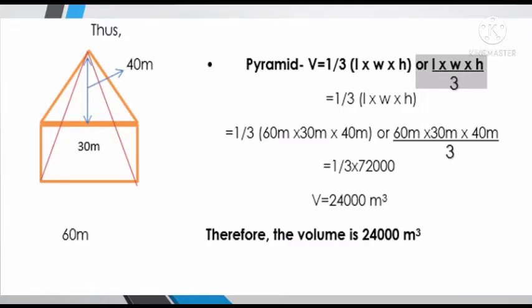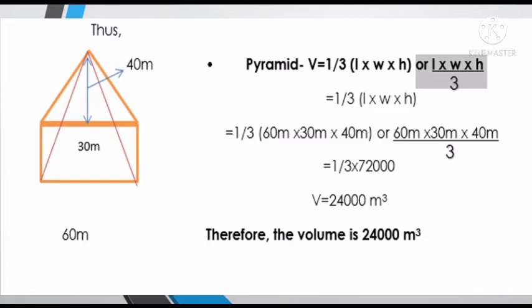So now let us practice finding the volumes. I have here a figure, and let us identify the length, the width, and the height. From this figure, the length is 60 meters, the width is 30, and the height is 40. So you just have to multiply the three and divide by 3.